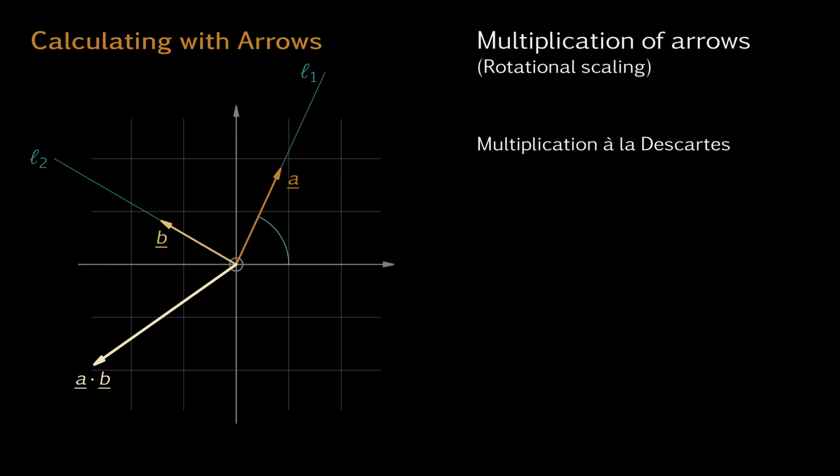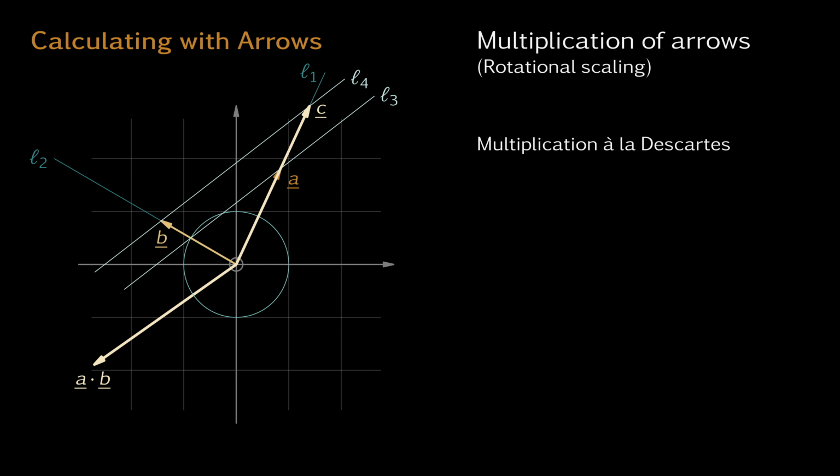Next, we draw a unit circle, that is a circle with a radius of 1 unit of length. Now we can draw a line L3 through the head of A and the intersection point of L2 with the unit circle. We can then parallel shift a copy of L3 to the head of B, giving us line L4. Finally, we can draw an arrow C to the intersection point of L1 and L4.